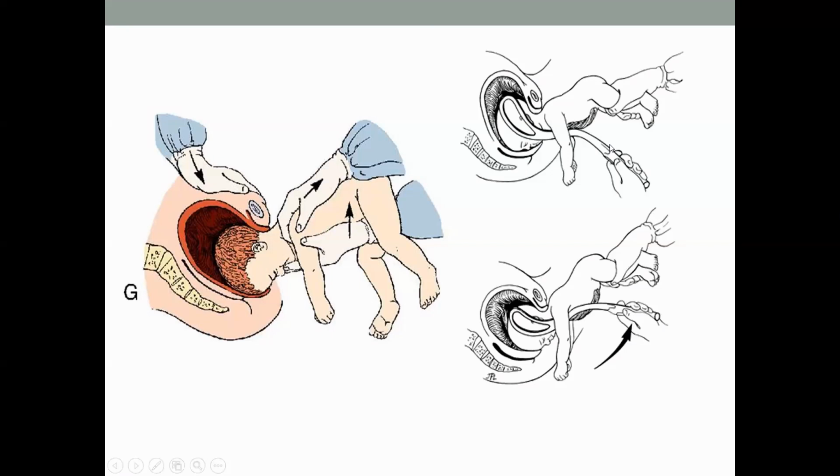Alternatively, you can use forceps. This is called Piper's forceps. Someone will hold the baby by the legs, and someone will put the forceps like this. And then you follow the natural angle of the uterus and take the baby out. So that is called forceps delivery for the aftercoming head. Yeah, so that is how you do the breech delivery.